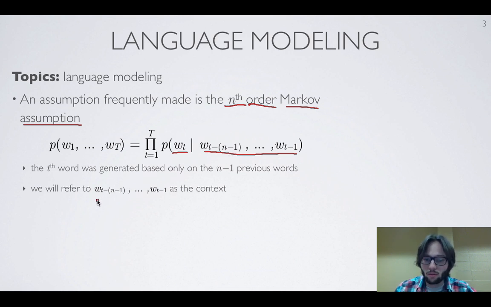So this is a restrictive assumption. It essentially never really holds. It rarely holds, except for perhaps very, very large n values. And whenever I talk about context, I'm going to talk about these n-1 previous words, the words on which we're conditioning the probability of observing the next word.